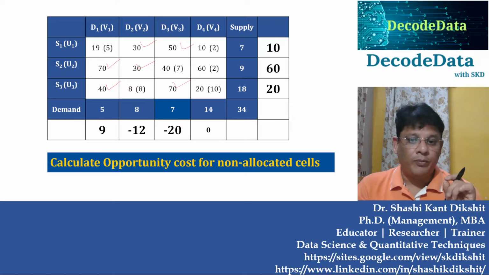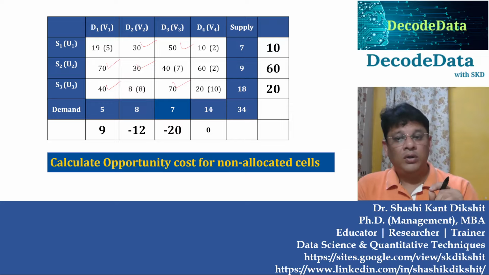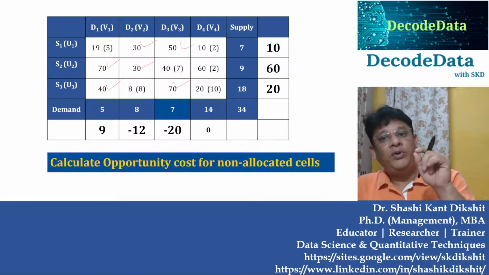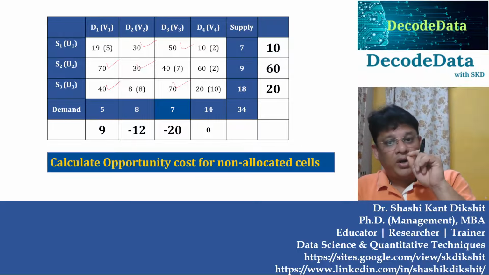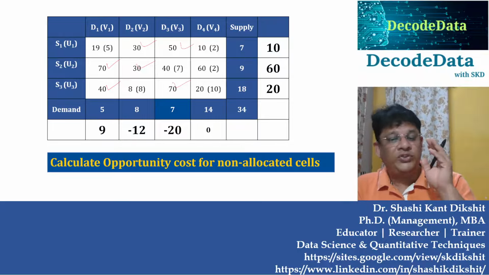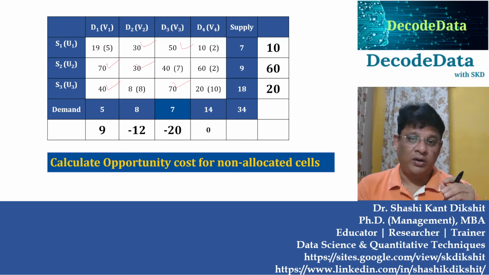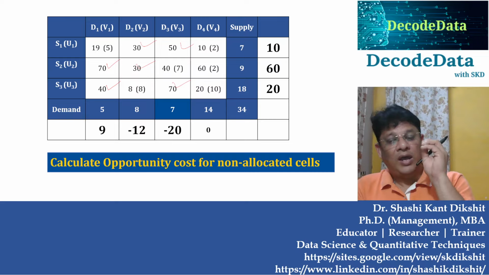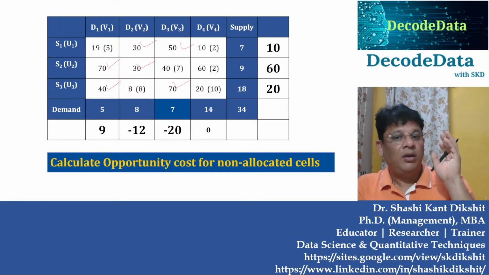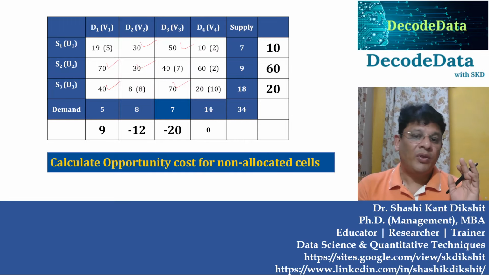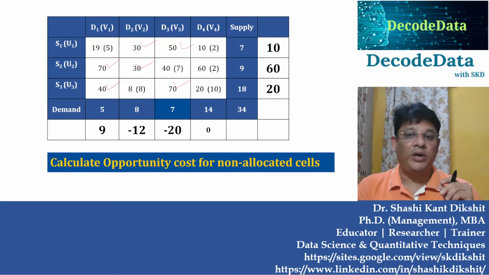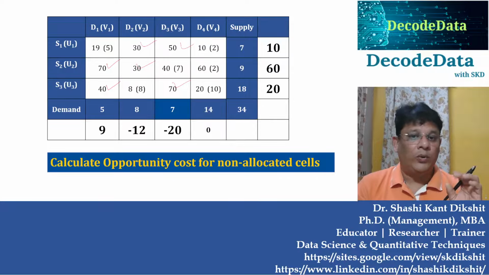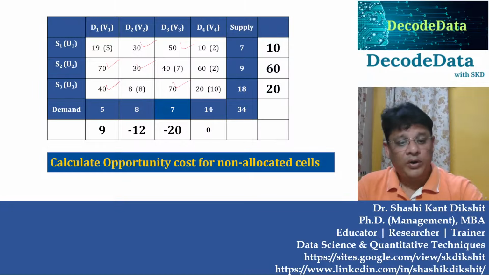Now what is opportunity cost? Opportunity cost can be defined as: if we allocate something to a particular unallocated cell, what will be the change in the final cost? That is basically the opportunity cost, right? So now we have to calculate the opportunity cost for all the cells that are unallocated. Clear? How will we calculate the opportunity cost?